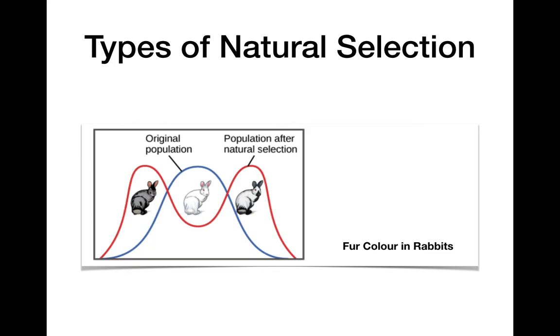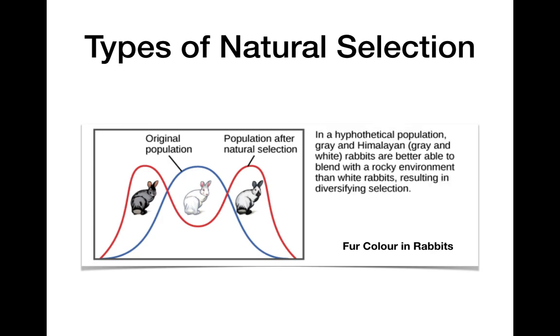Okay, here I have fur color in rabbits. So here we have my original population of rabbits here, and then after, I have these two extremes. I have this one and this one in this kind of shape. So what type of selection is this going to be?